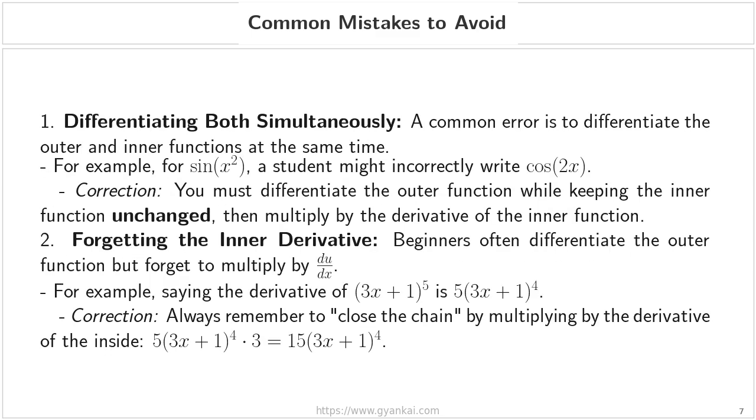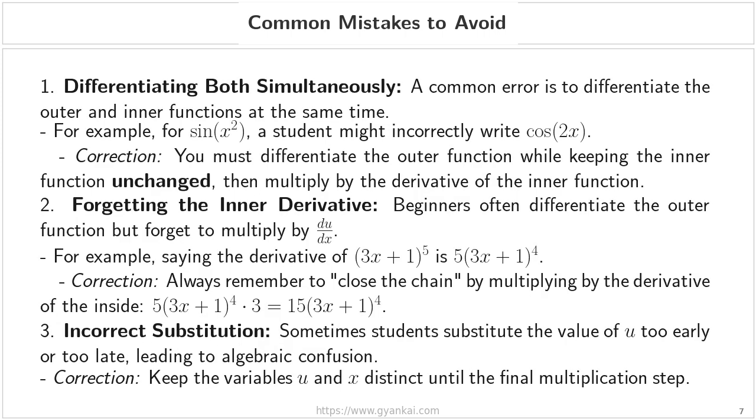Second, many beginners simply forget the inner derivative. It is quite common to differentiate the outer function, but forget to multiply by the derivative of u with respect to x. For instance, if you have the expression 3x plus 1, all raised to the power of 5, a student might incorrectly state that the derivative is 5 times the quantity 3x plus 1, raised to the power of 4. To avoid this, always remember to close the chain by multiplying by the derivative of the inside. In this case, you would multiply by 3, resulting in the correct answer of 15 times the quantity 3x plus 1, raised to the power of 4.